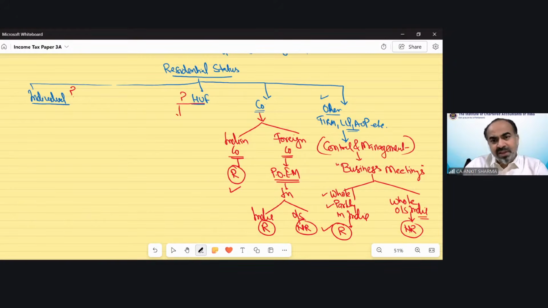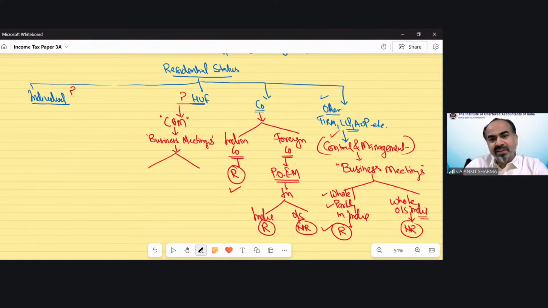In case of HUF also, we have to find out control and management, the same as others. We have to find out where the control and management of that HUF exists. What is the meaning of control and management in this case? Exactly the same: business meetings. We have to find out where the business meetings are, same as in case of other categories. And what is the concept of that business meeting?